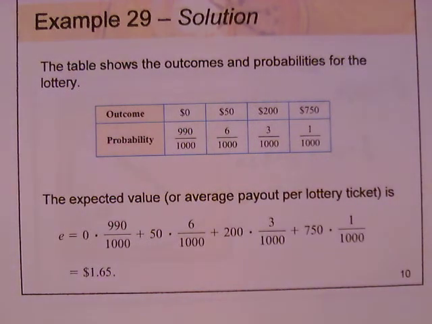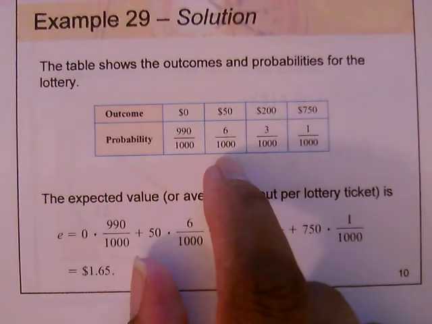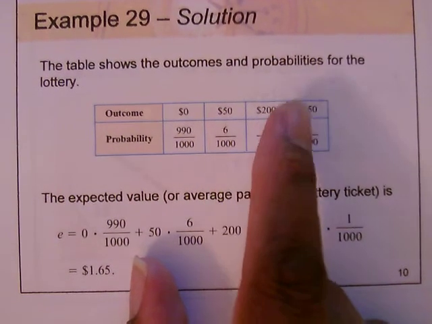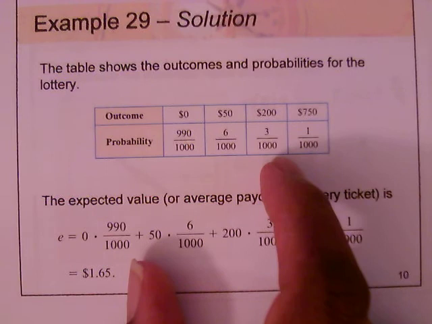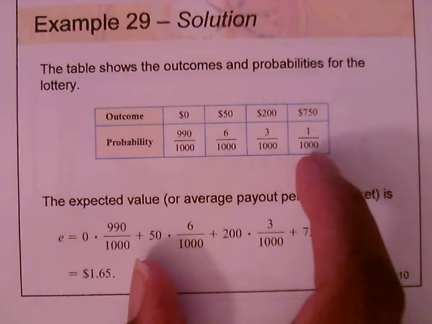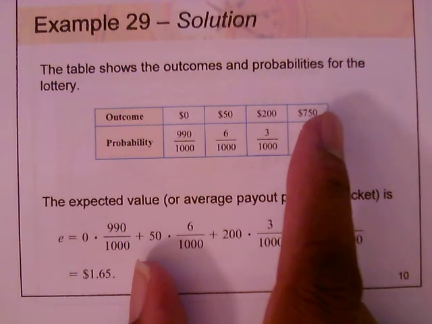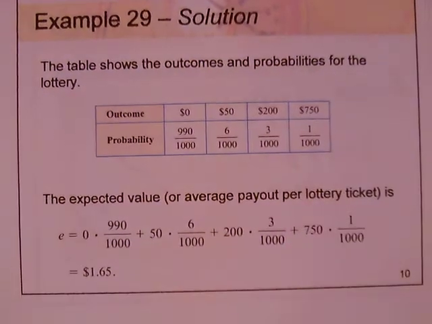For $50, there's 6 winning tickets for $50 each. So the probability of winning $50 would be 6 over 1,000. And for $200, there are 3 winning tickets out of 1,000 for that amount. So that probability would be 3 over 1,000. And only 1 winning ticket for $750, that probability of winning $750 would be 1 over 1,000.